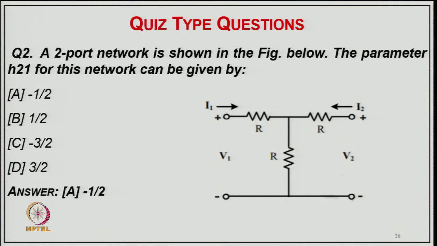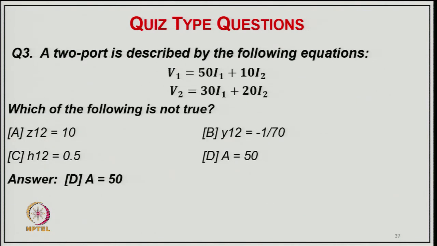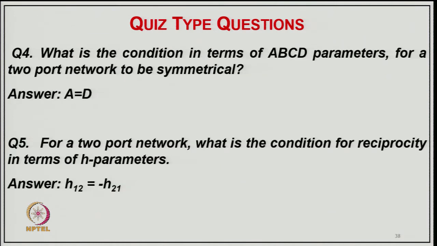The parameter H21 for this network is given. Typically, the H21 parameter is the current gain, which comes to minus half. Similarly, you have a two-port network equation V1 equal to 50 I1 plus 10 I2, and V2 equal to 30 I1 plus 20 I2, and which of the following parameters is to be found out of this. So, B equal to 50 from the transmission parameters. Similarly, this is another question: what is the condition for a two-port network to be symmetrical, that is A equal to D, and for a two-port network, what is the condition for reciprocity, that is H12 equal to minus H21.